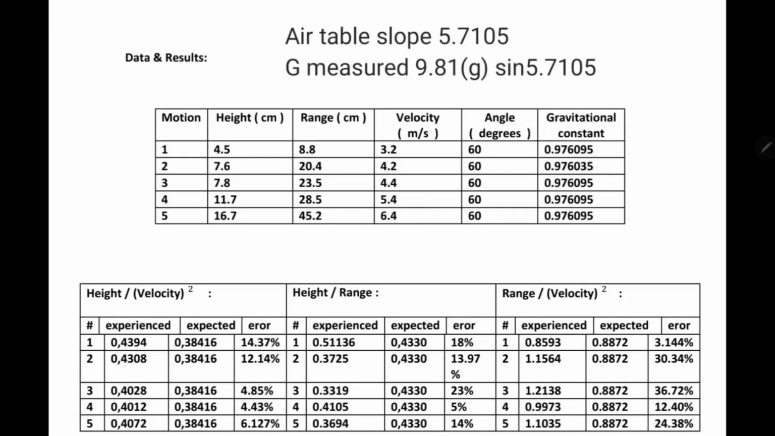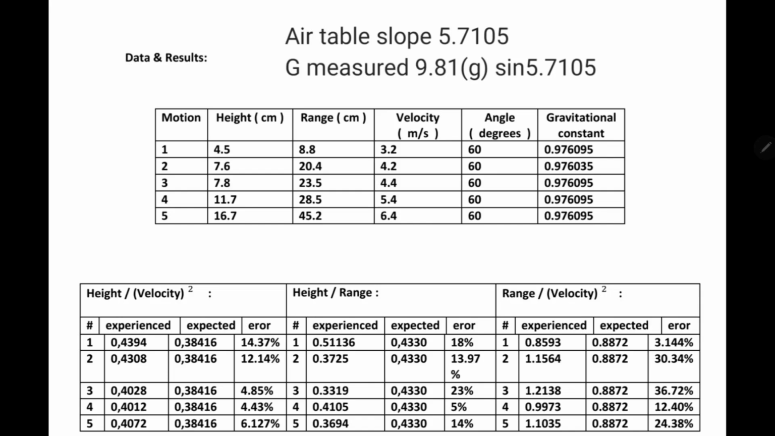Then I measured the angle θ0, the angle between the surface and the flying route, with a protractor, which is 60 degrees. The block created a slope of approximately 5 degrees, which will affect the measured gravitational constant. In our experiment, we calculated g measured as 9.81 multiplied by sine of the slope, which equals approximately 0.98.